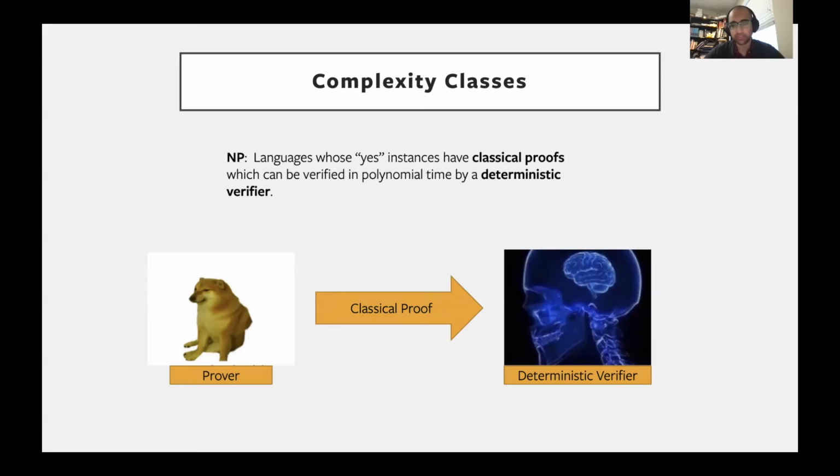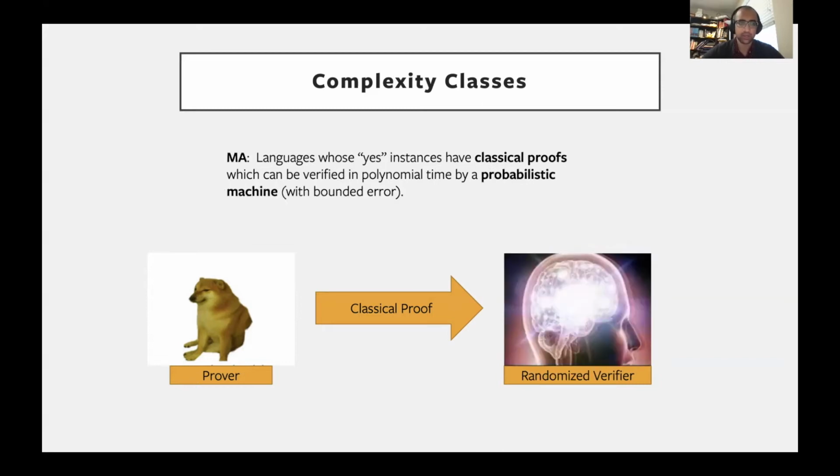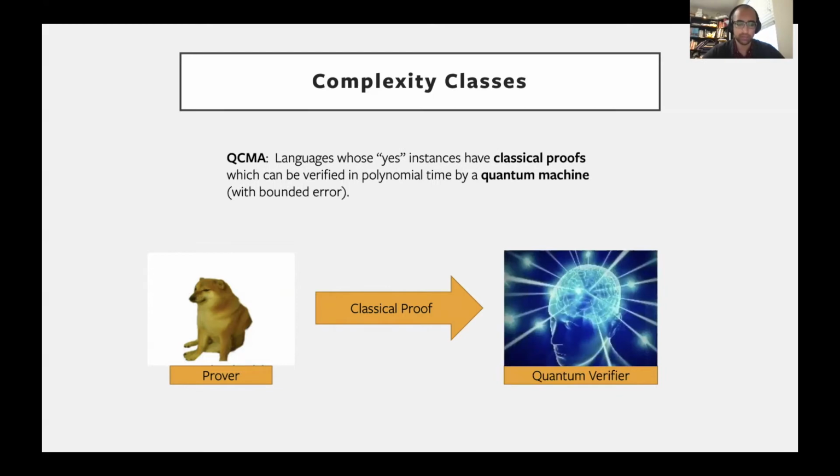So now, what might a proof system with a randomized verifier be? Well, it means that we allow the verifier to use randomness. And this gives us the complexity class MA, or Merlin-Arthur. We can go one step further and allow the verifier to be a quantum algorithm, in which case we get QCMA. QCMA is quantum classical Merlin-Arthur. Note here that the proof itself is still classical. There's no quantum element to the proof, but the verification procedure is quantum. And QCMA is an example of a proof system with a quantum verifier. And it's actually the complexity class we're going to focus on in this talk.